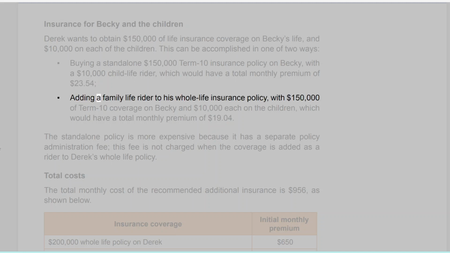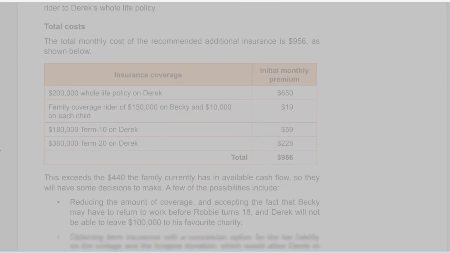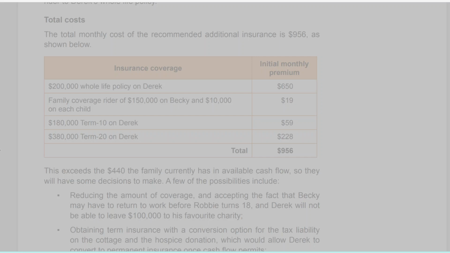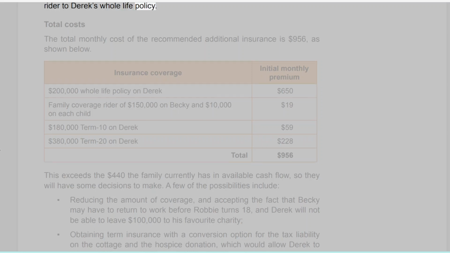Adding a family life rider to his whole life insurance policy, with $150,000 of term 10 coverage on Becky and $10,000 each on the children, which would have a total monthly premium of $19.04. The standalone policy is more expensive because it has a separate policy administration fee. This fee is not charged when the coverage is added as a rider to Derek's whole life policy.